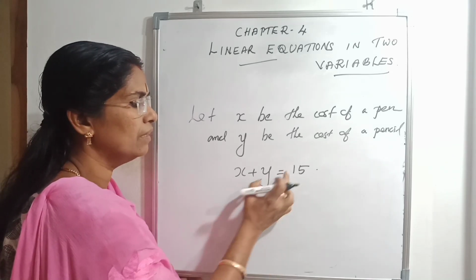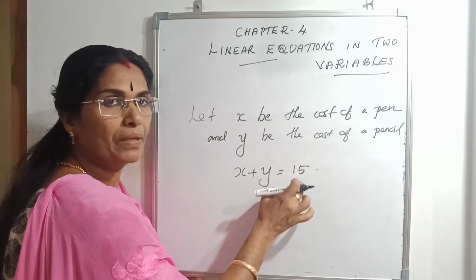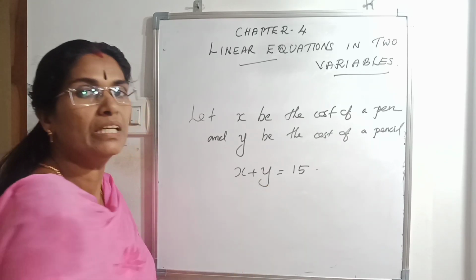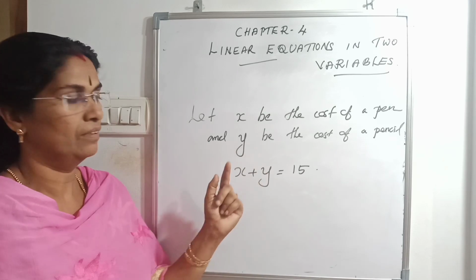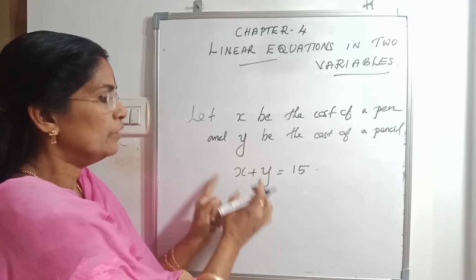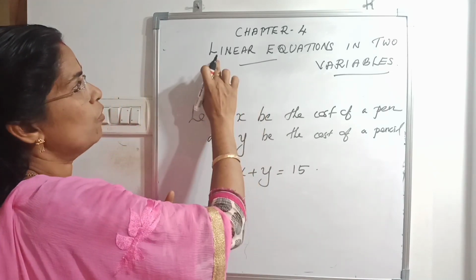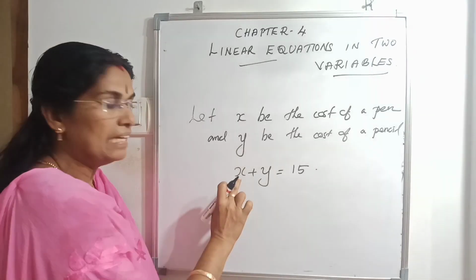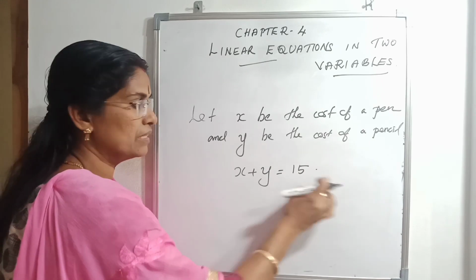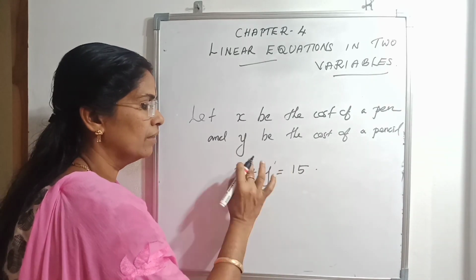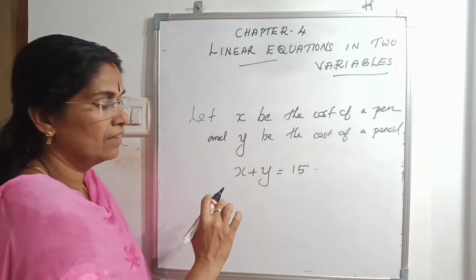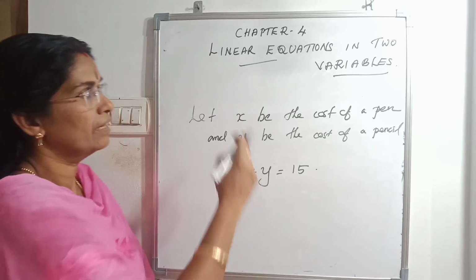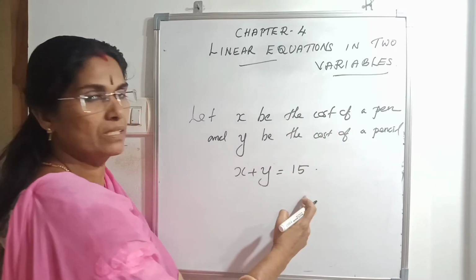That equation I am writing. I am not writing the symbol rupees, only x plus y is equal to 15. Here we are using two variables. So this is an equation in the form of linear equations in two variables. Clear? Linear means its power should be 1. That is why we are saying it is linear. x plus y, two variables we are using. That is why in two variables.